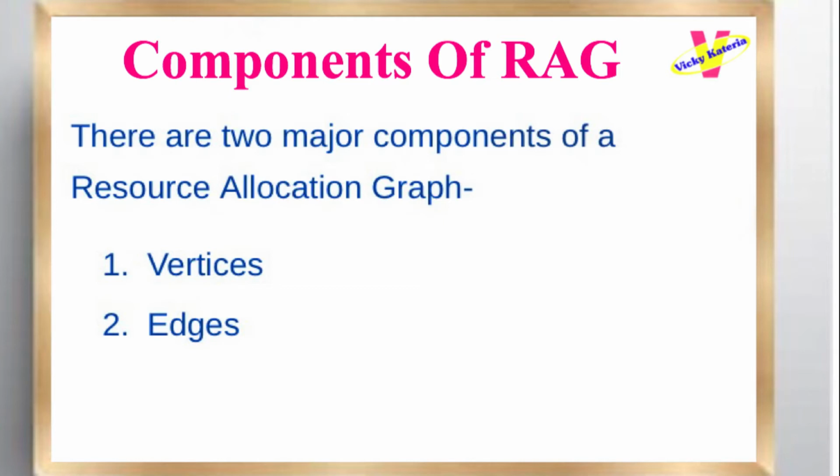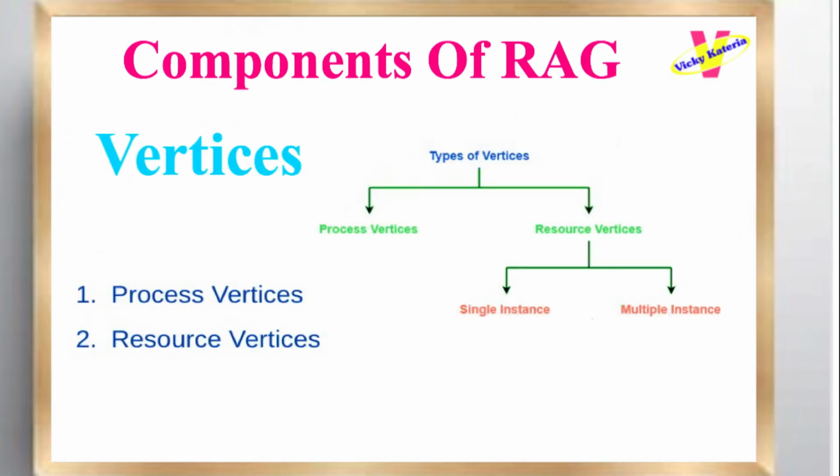Components of RAG. There are two major components of a resource allocation graph: vertices, edges. Vertices. There are following types of vertices in a resource allocation graph: process vertices, resource vertices.